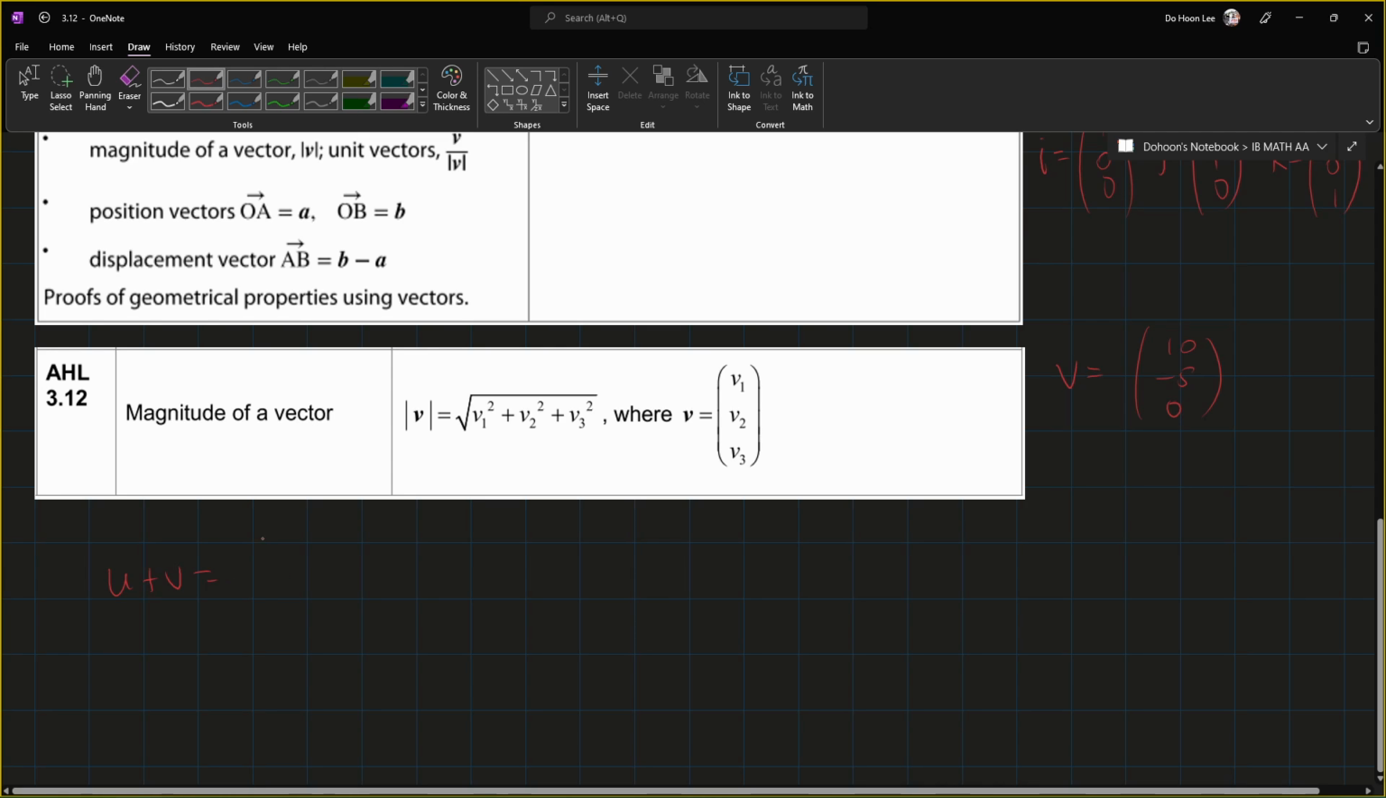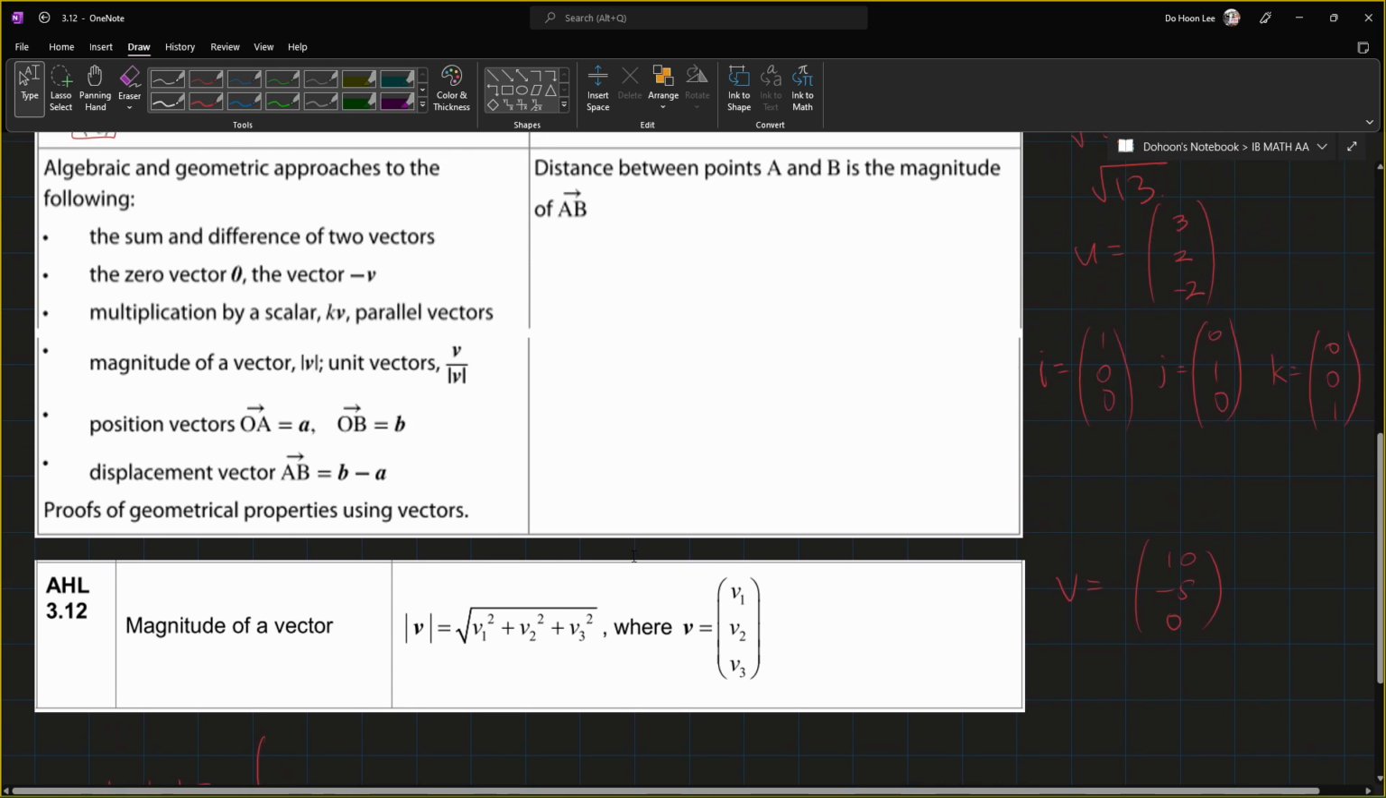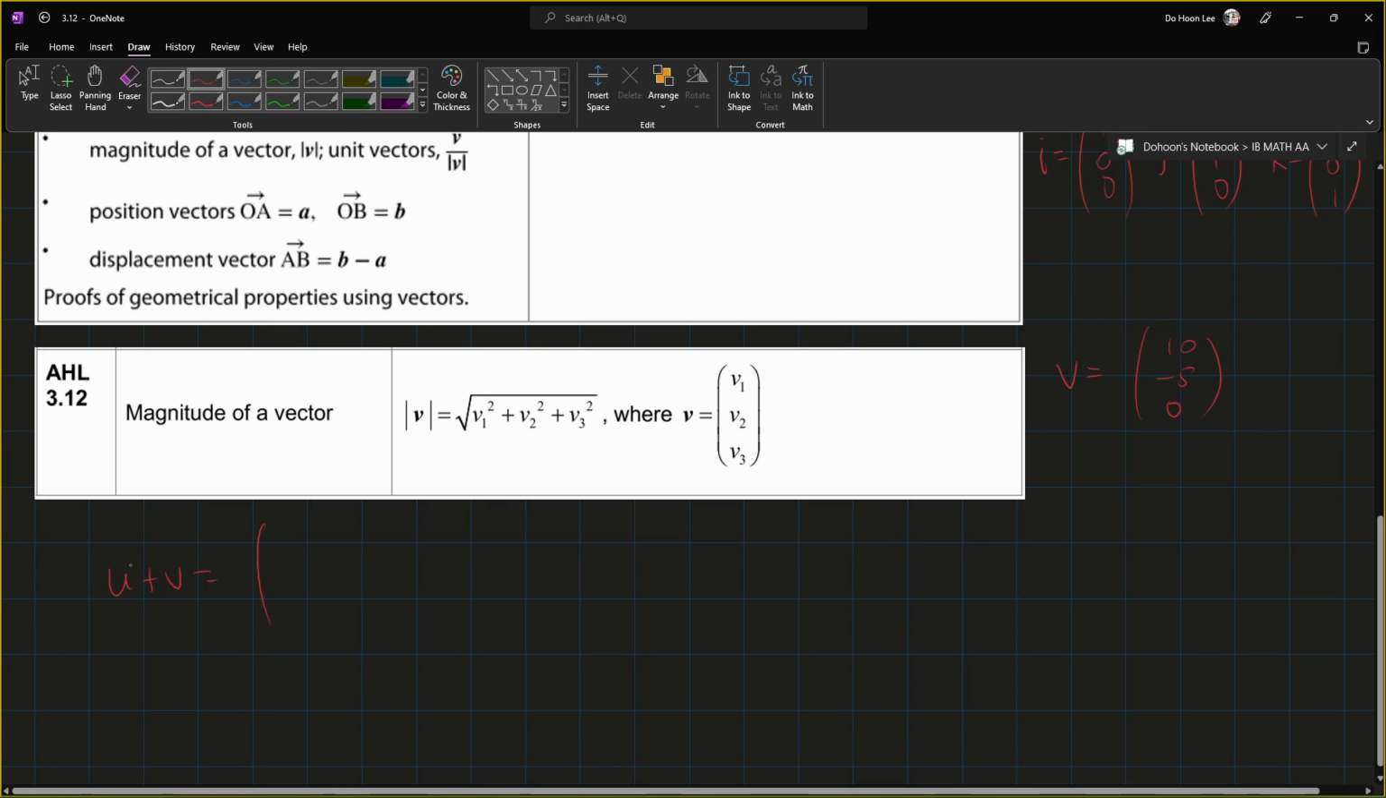Well, I know u was, in our example, 3, 2, -2. So let's write that, 3, 2, -2, plus v, which was 10, -5, and 0. Well, I know that 3 plus 10, so I'm adding the same components, 3 plus 10 is 13. 2 plus -5 is -3. -2 plus 0 is -2. So we know that u plus v is 13, -3, and -2.